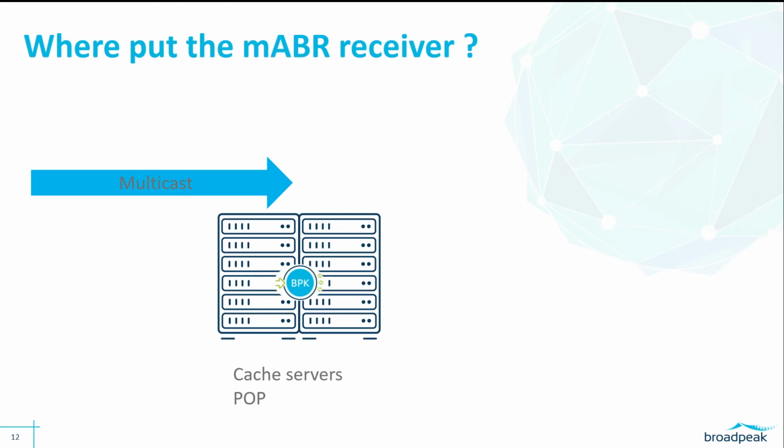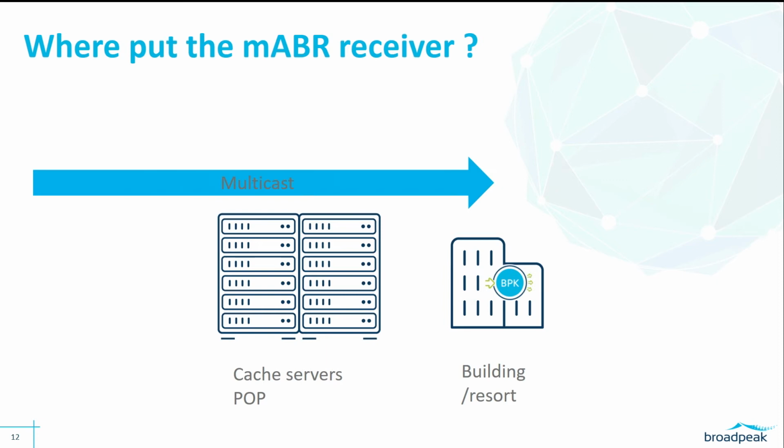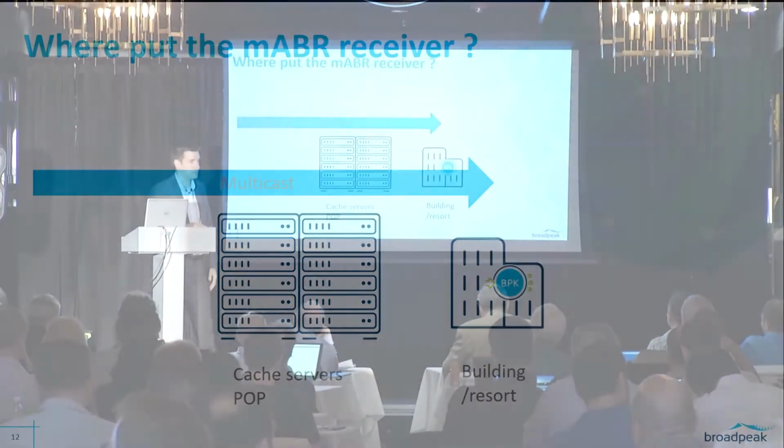But we can optimize the core network. Between your headend and your cache server, we can put this agent on your cache server and get the multicast. It means that we'll save a lot of bandwidth here in the core network. Then we can push this agent more in the building or in the resort and convert this multicast in unicast only in that building. This is what we can do.